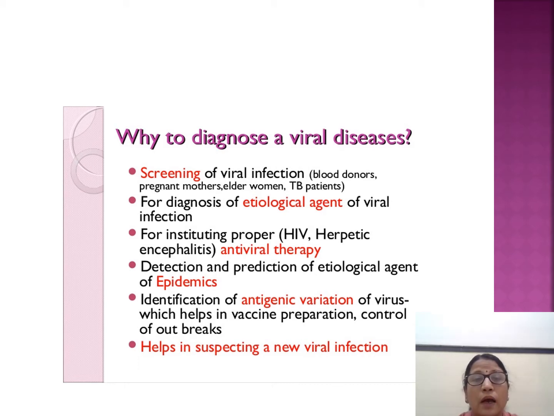Then there is antigenic variation also in some viruses, for example, influenza viruses. In order to prepare the vaccine against them, or to have control over the outbreak, it is essential for us to identify the virus, to isolate it and grow it in the laboratory, and to identify its nucleic acid sequences and its antigens. Thereafter this can help us in order to prepare the kits and their vaccines.